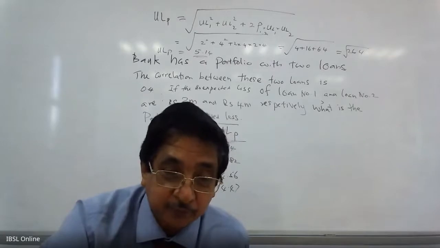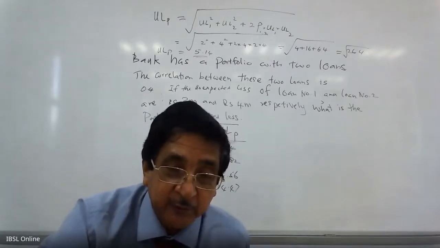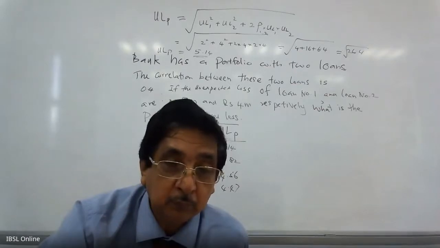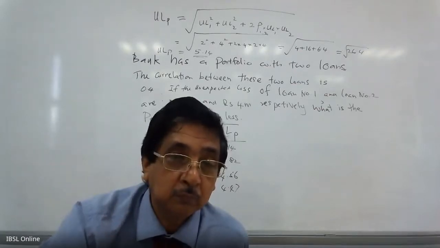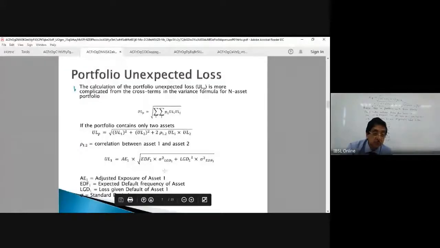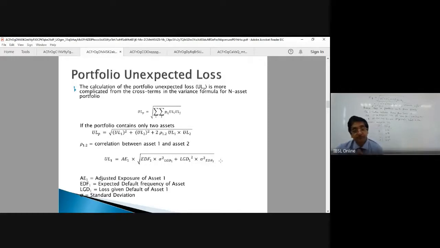Right. I will then go into the presentation again. Now, just make sure that you identify this particular formula, the calculation of unexpected loss of an individual loan in the portfolio. Right. We can do an example for that also.